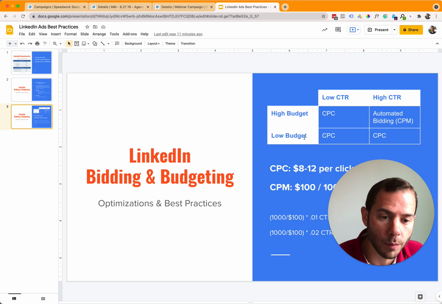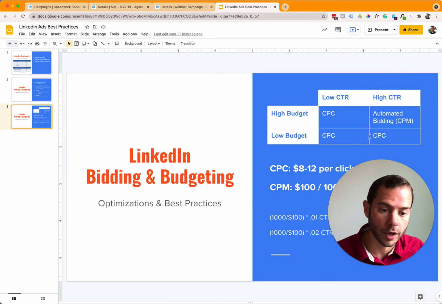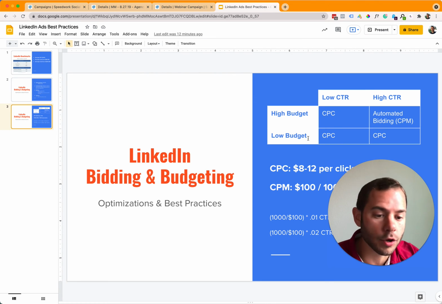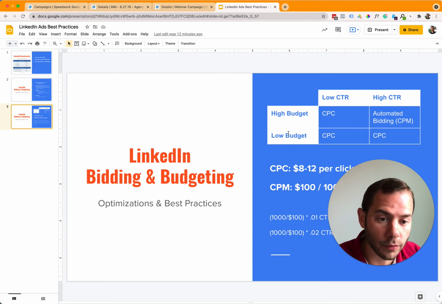Now, the reason why low budget and a high CTR is still CPC is because LinkedIn has a wide range of people on the platform that can be very expensive. So if you have a low budget and you set automated, LinkedIn might go for one CEO and one manager level person, and you might still spend $50 on that click for that CEO, when if you have a very low budget, you want to be as efficient as possible.